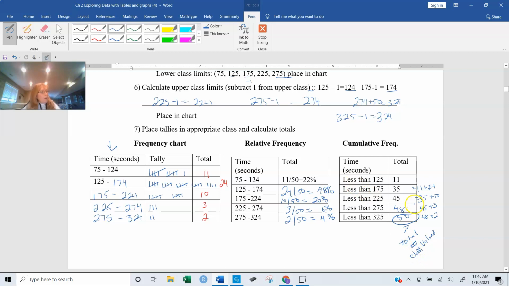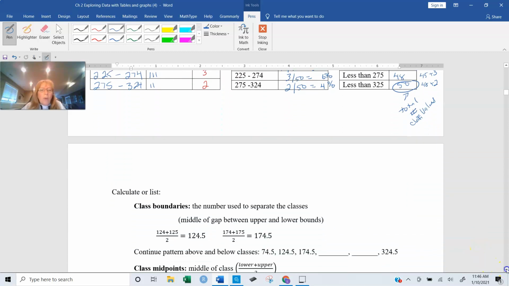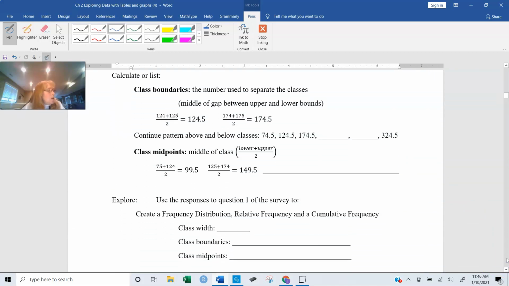We will also use that to create class boundaries. Now, if you remember from your definition, the boundary is the midpoint between the classes. So what's in between the data? Well, our first class ends at 124, and this is where the second one starts. So to find the boundary, we add them and divide by 2, and we get 124.5. We do the same for all of them. Then we add the next two and get 174.5, and I'm hoping that you can see the pattern.